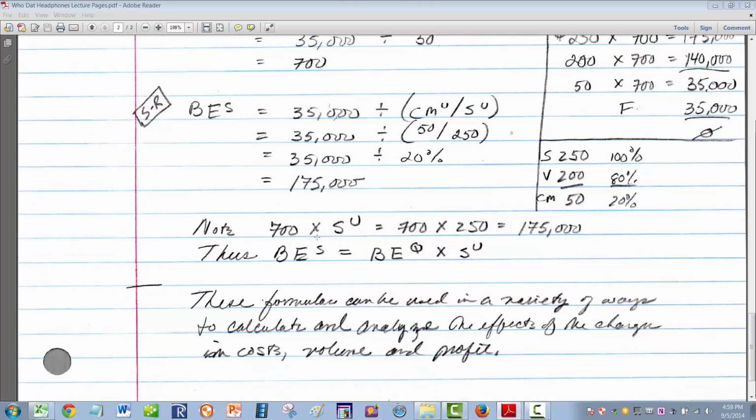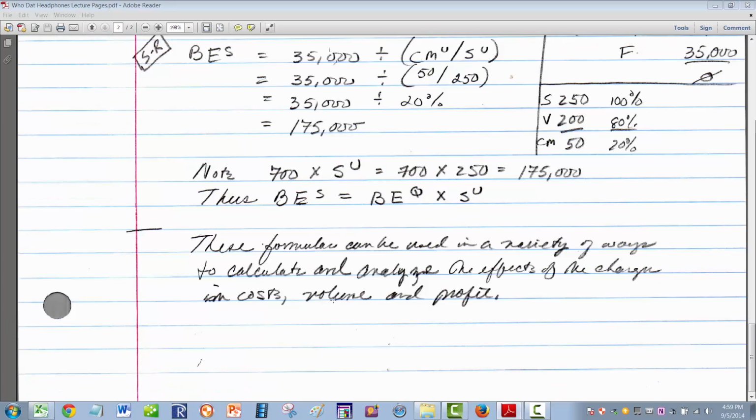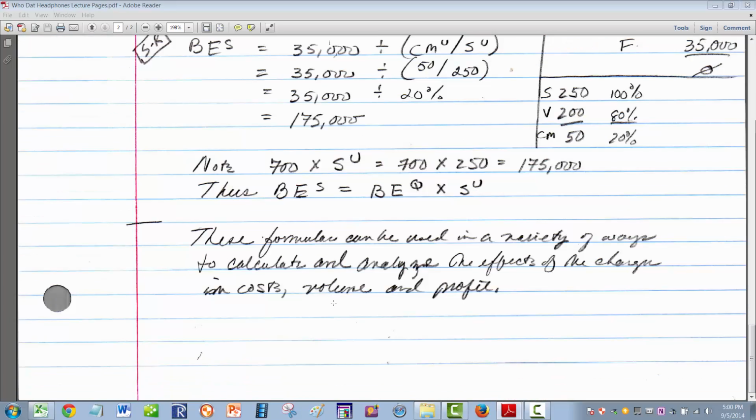So note, $700 times the sales price per unit means $175,000, which means the new break-even sales are $175,000. So these formulas can be used in a variety of ways to calculate and analyze the effects of the changes in cost, volume, and profit.